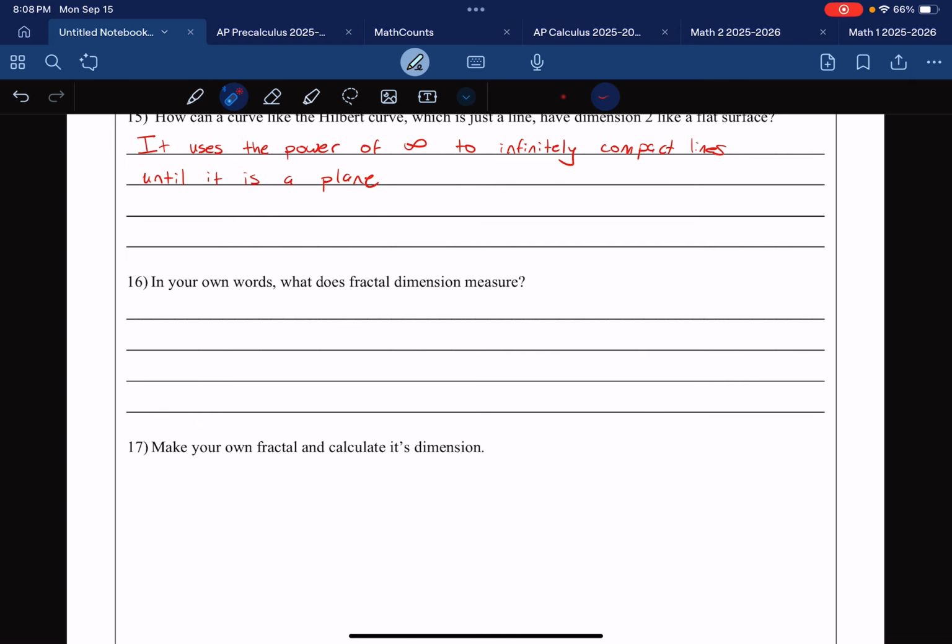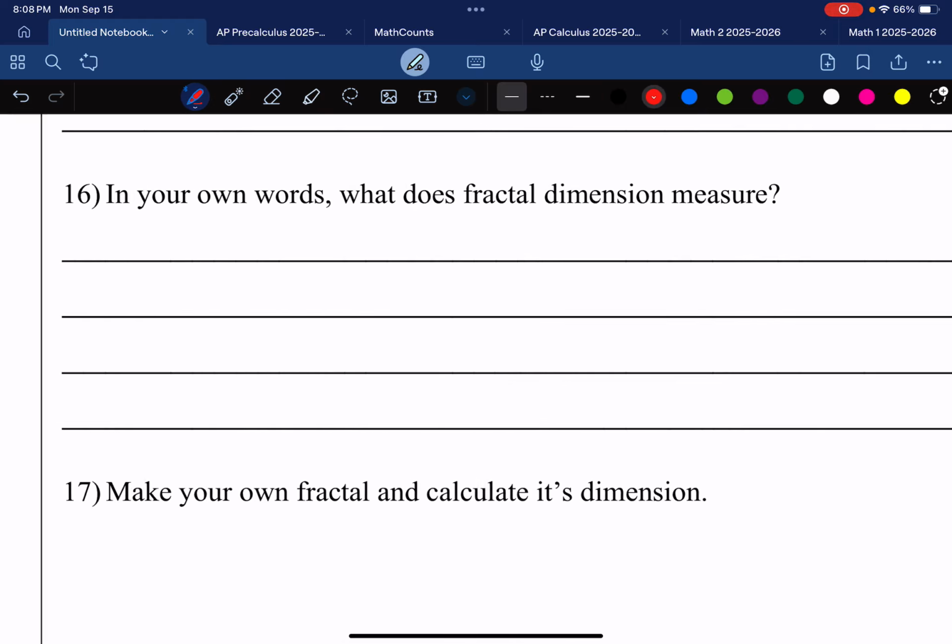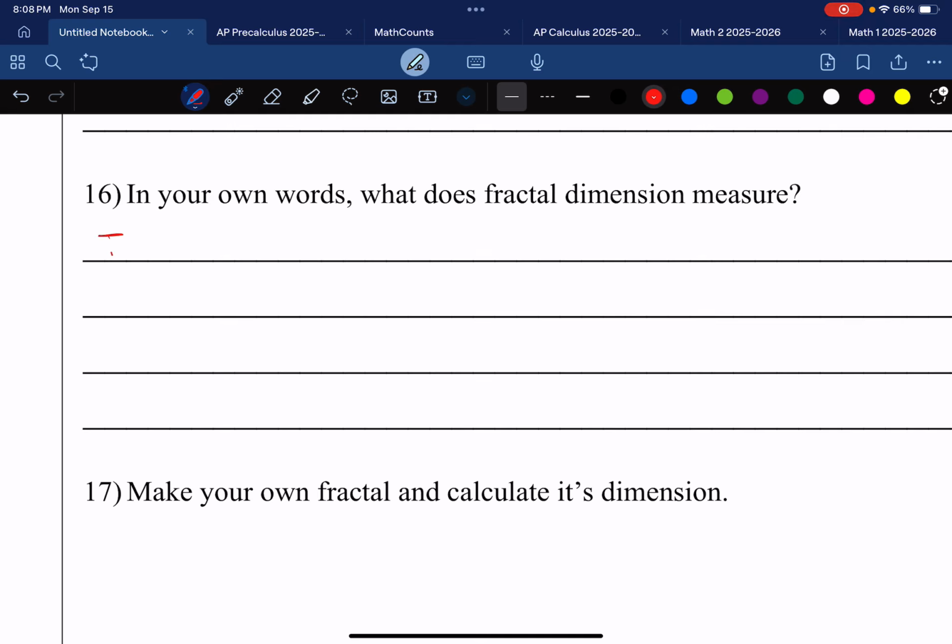It's crazy. So what do you think fractal dimension measures? That's kind of like a really good exit ticket, right? What does a fractal dimension measure? It measures a lot of things.